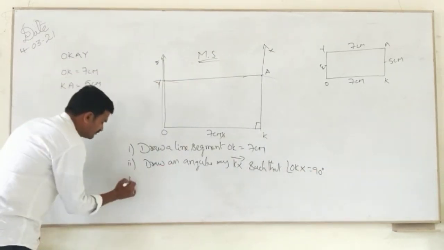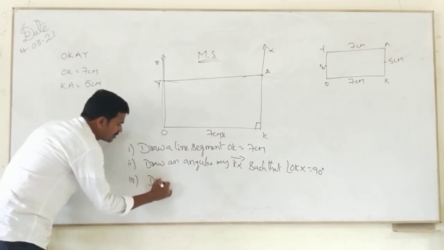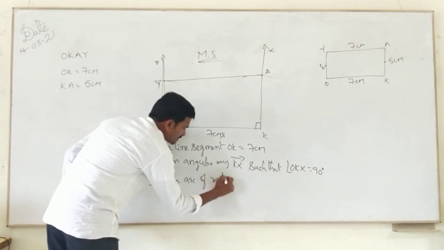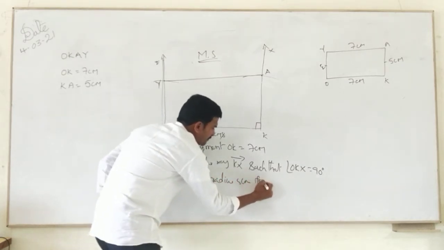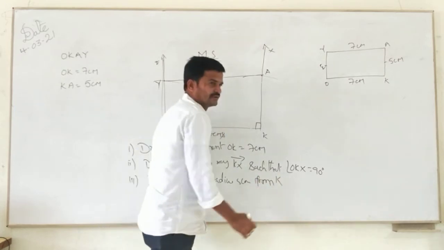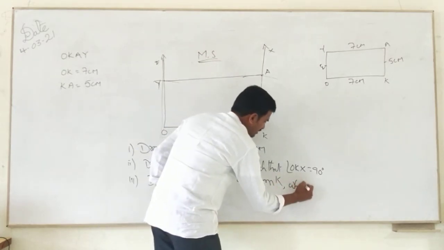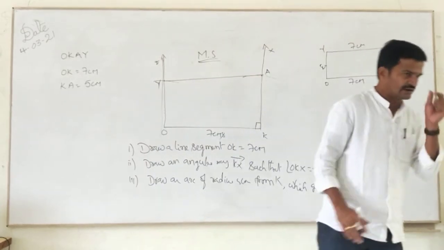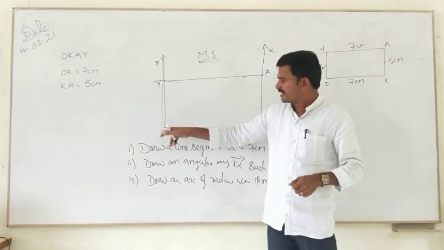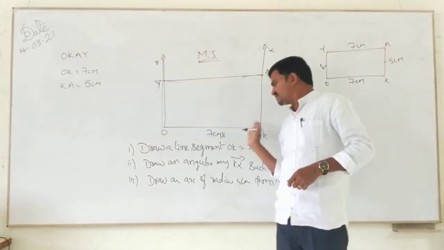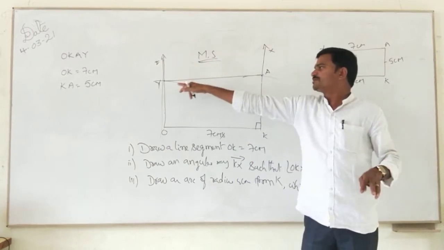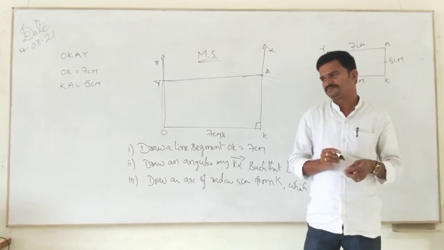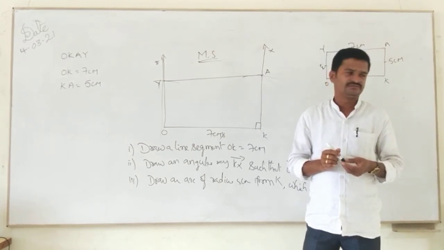What is the next step? Draw an arc of radius 5 centimeters from K, which intersects that ray at one point named A. And again, here also draw an angular ray OZ such that angle KOZ equals 90 degrees. Last, join YA. Now OKAY is our required rectangle. Have you understood? Yes, sir.